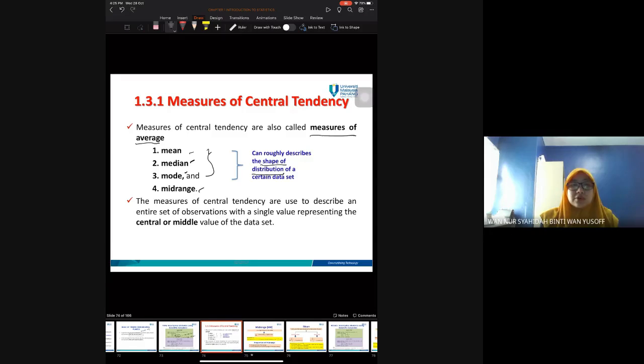Okay, so in your quizzes or tests, be careful when you read your question. The shape that you need to determine, is it based on the histogram or based on the measure of central tendency? If they don't mention, then it's up to you. You can use either one.